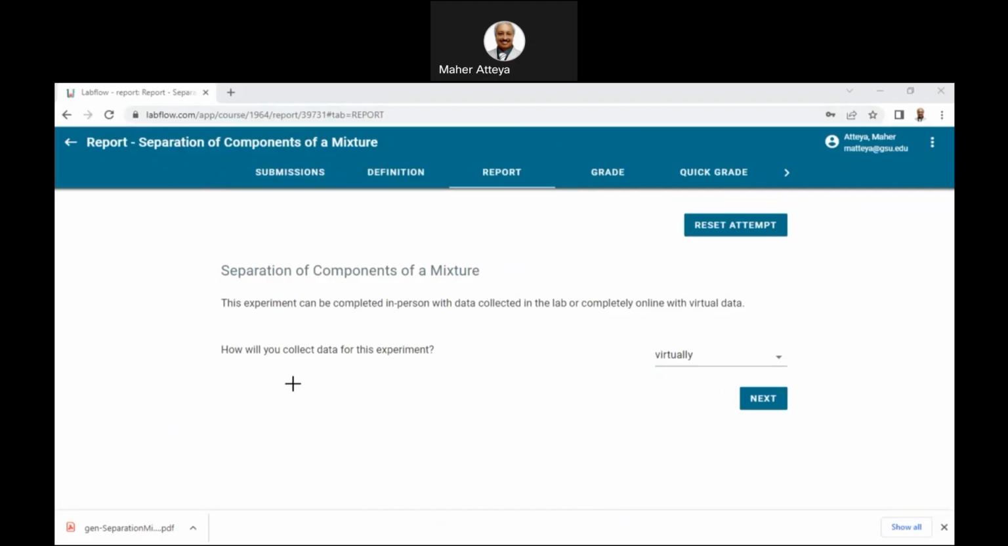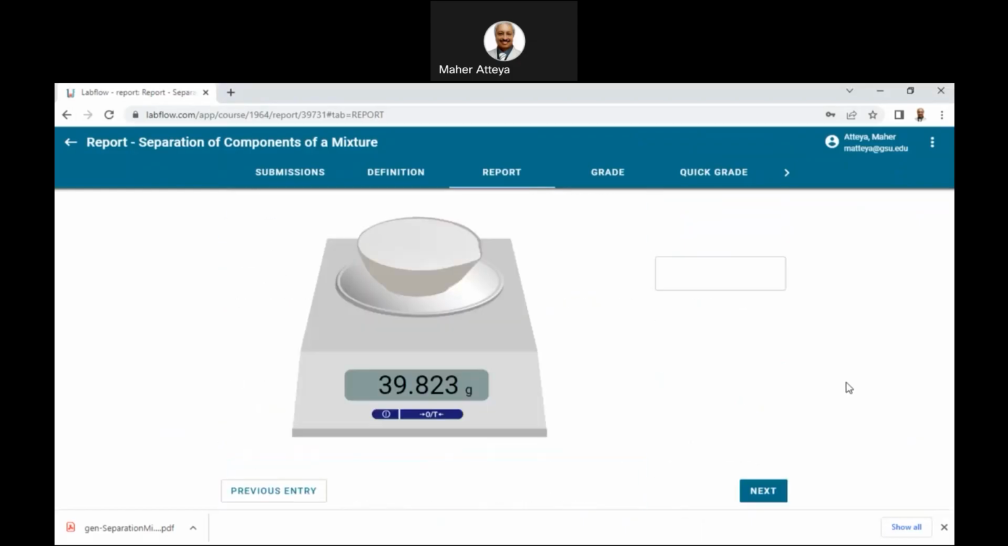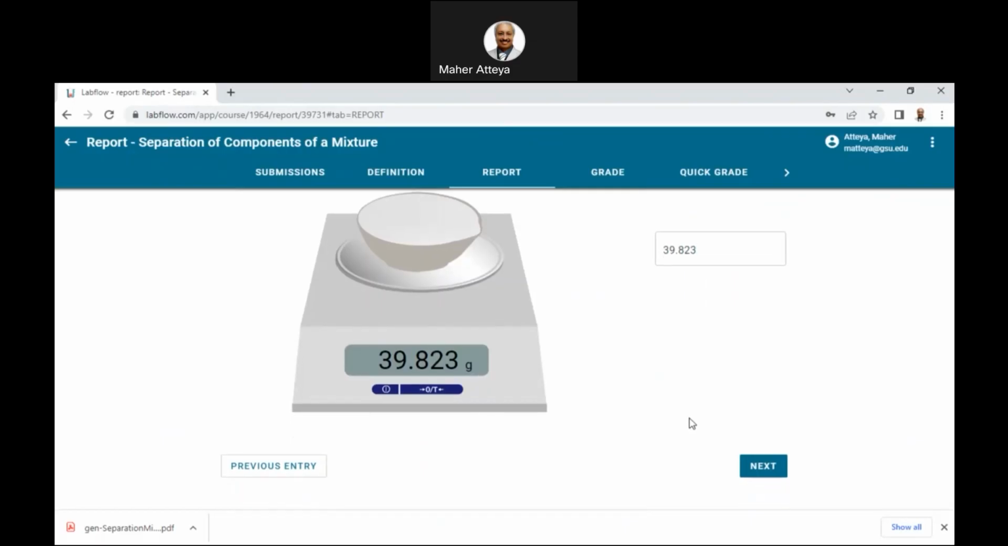And after clicking on next, then we'll go for the actual experiment. Okay, let's click on the actual experiment, click next. Now we have to enter the data as they are given to us. So I'm entering 39.823. I don't need to add grams, it's already there. The grams is there. And then click next.